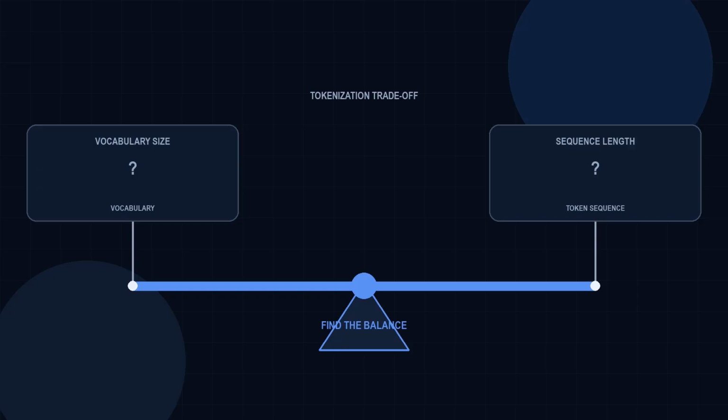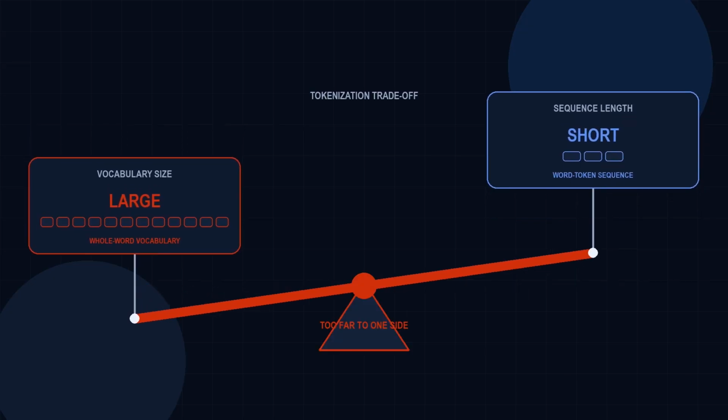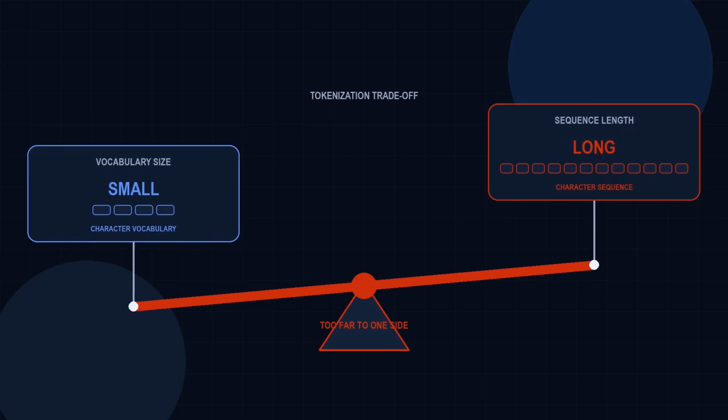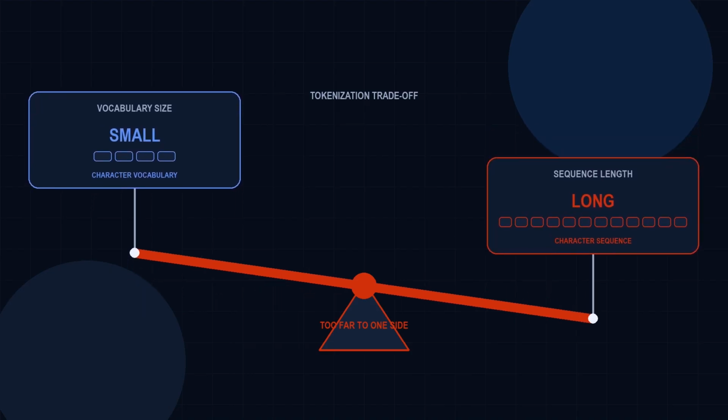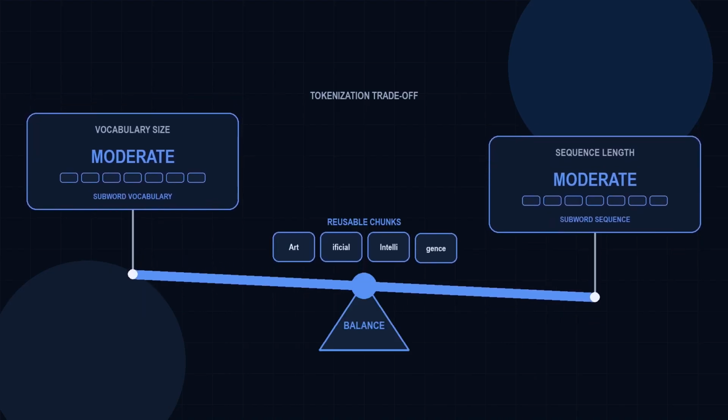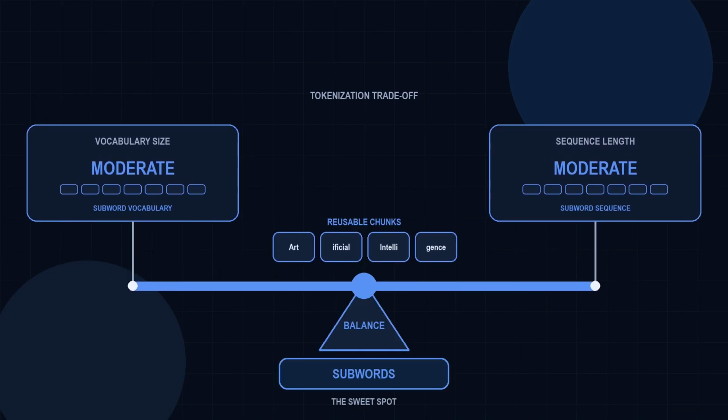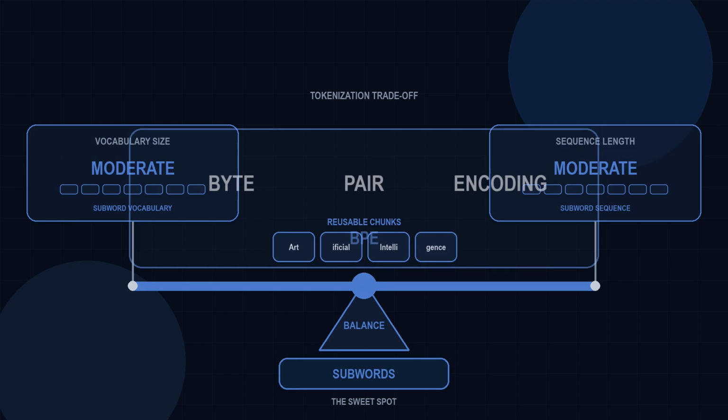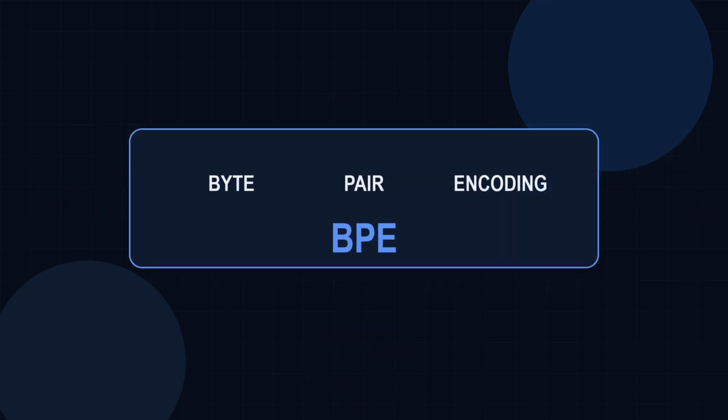What we need is something in between. Not whole words that expose all the vocabulary, not bare characters that stretch the sequence, but reusable chunks that appear again and again across text. That sweet spot is subword tokenization. And the method used to learn those subword chunks, the one that's behind GPT and most modern language models, is called Byte Pair Encoding, or BPE.